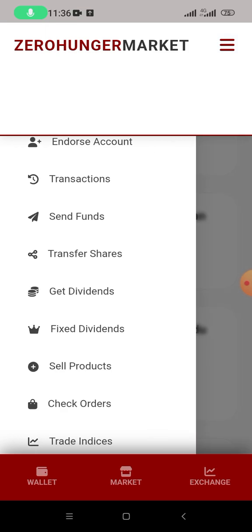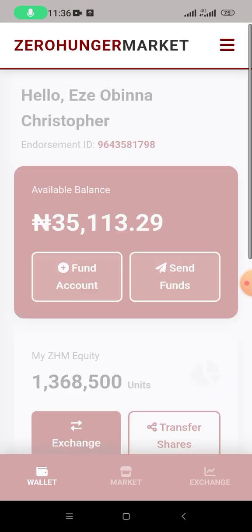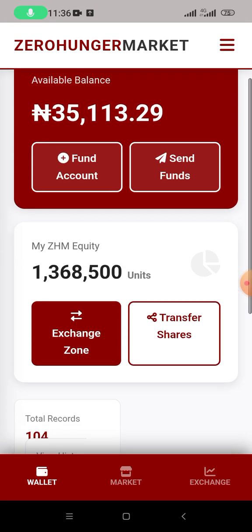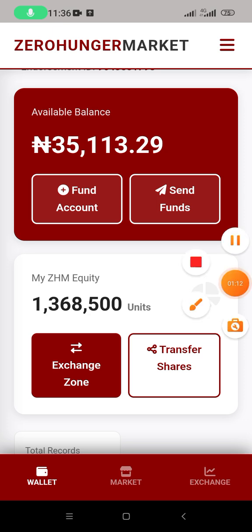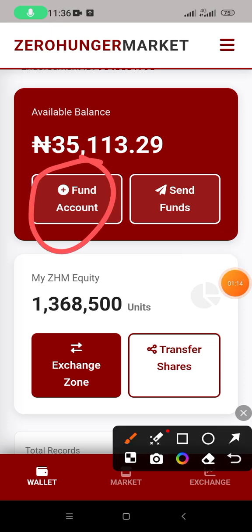So let me go back to wallet. Immediately you have activated your account, you will come here. What is the next thing? You want to be a market partner, which means you need to fund your account. Step 2, fund your account. If you come here, you can fund your account here. Or an agent can help you fund an account.